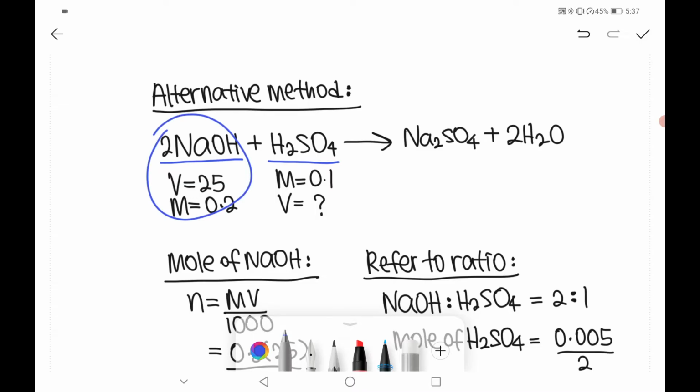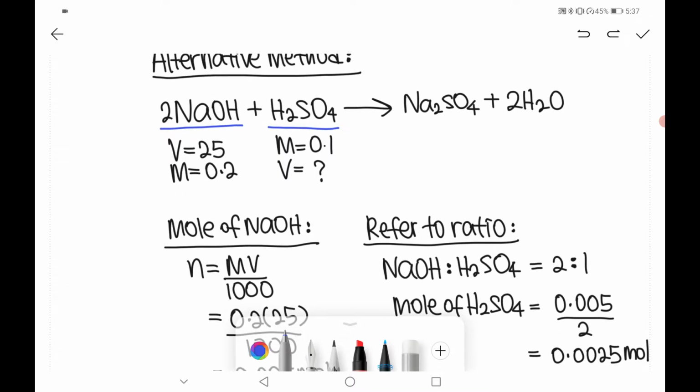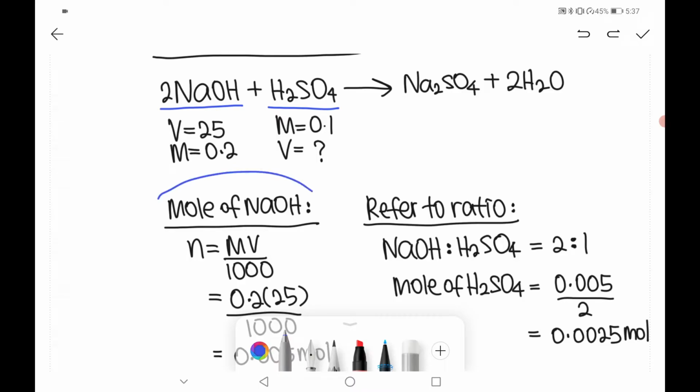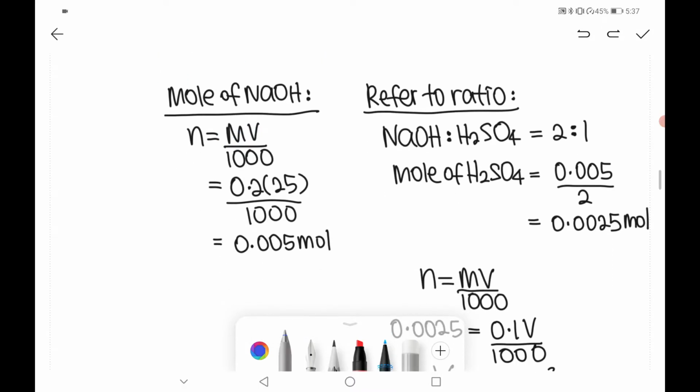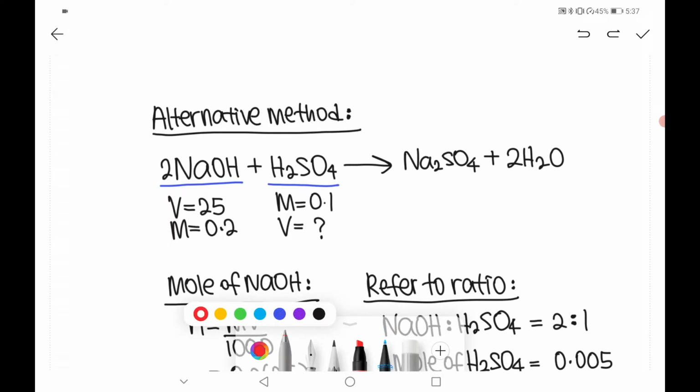Sodium hydroxide is an alkali, and alkali is a solution. When you want to do chemistry calculation, you can always start with the mole. So let's find the mole of the alkali. Alkali is a solution, so to find the mole of a solution, we can use the formula n equals MV over 1000. We put in the M, which is 0.2, and the V, which is 25. Then we get the answer for the mole. So now we know the mole of alkali is 0.005 mol. The next thing, we can find the mole of acid.